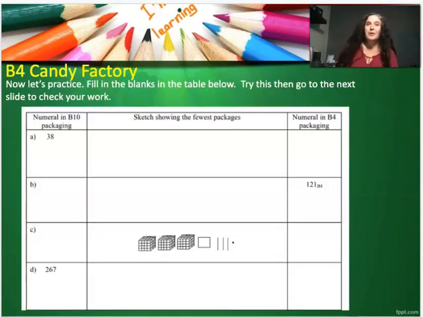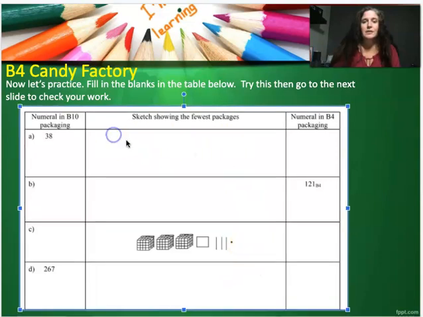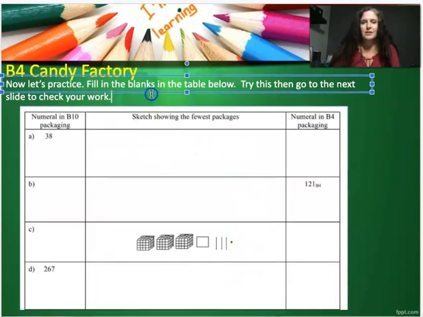All right, now we're going to practice. So this is a table from that handout. On the far left, it has the number in base 10. So that's a regular number. That is a 38. You can call it 38. Down here, you can call this 267. Then you're going to sketch it using B4 packaging.